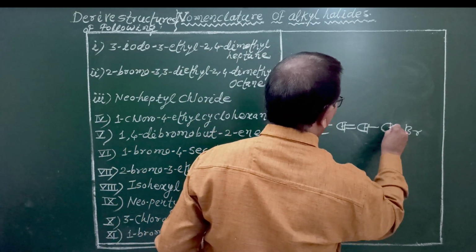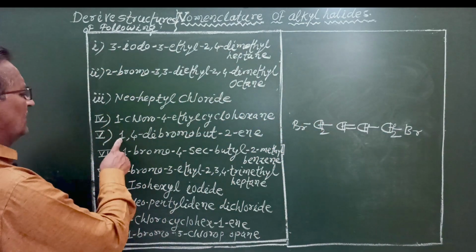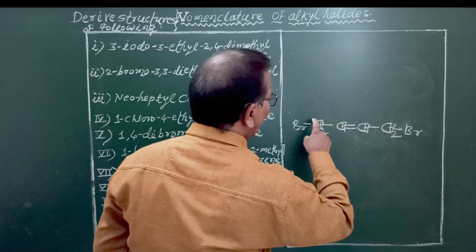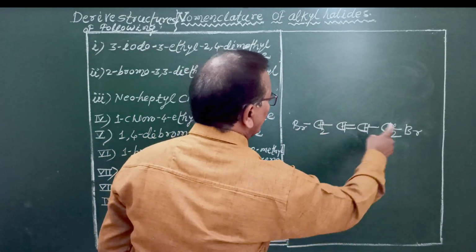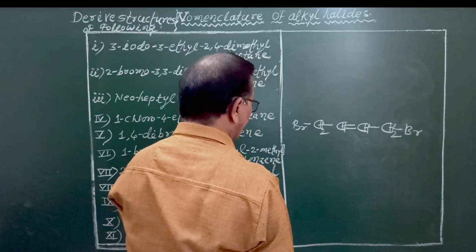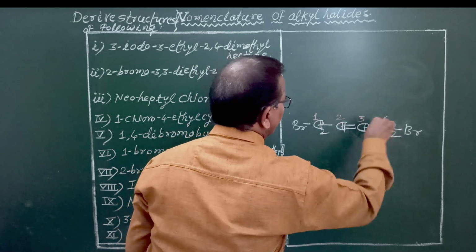Two single bonds are formed by this carbon atom. Therefore, we have to attach 2 hydrogen atoms. This is the structural formula for 1,4-dibromobut-2-ene. Why but-2-ene? Because numbering should be started either from the left side or from the right side. Okay.